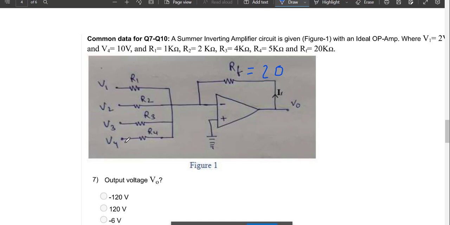Ma'am, minus 120 volt. Okay, very good. Don't give answers right now. Wait, let others also solve. I want everyone to solve this.